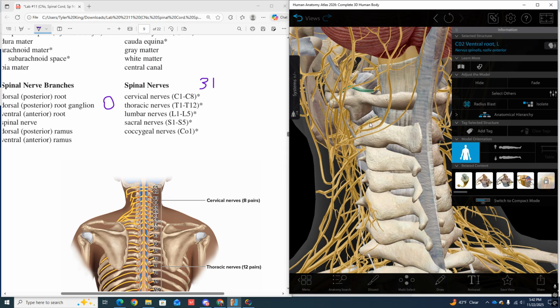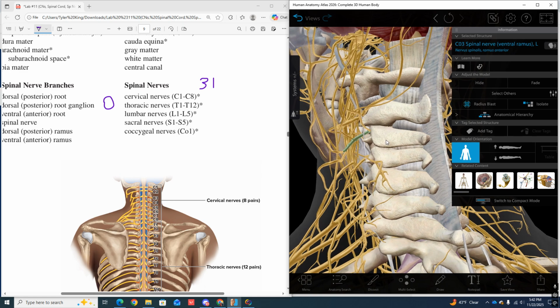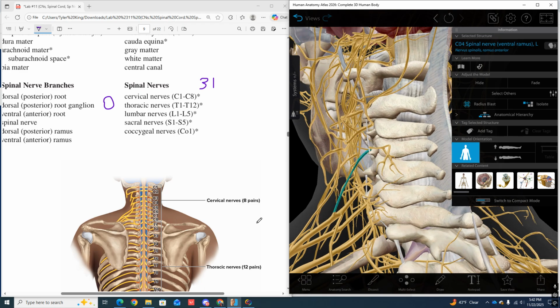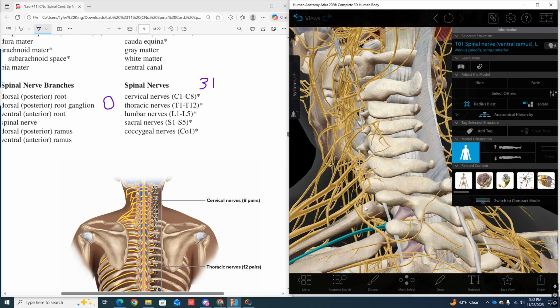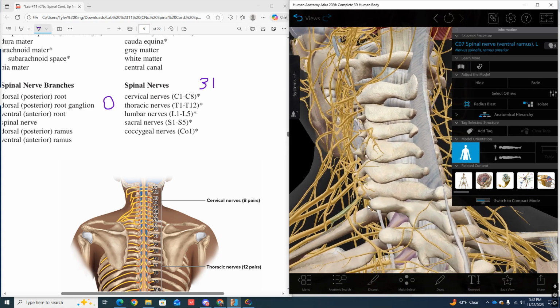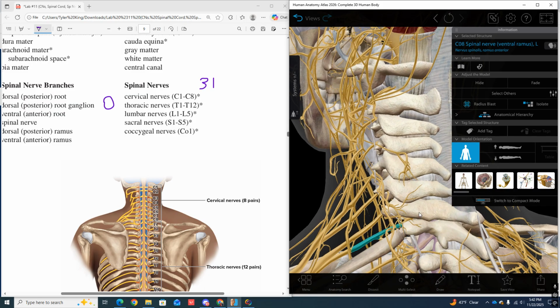And as you go down, it follows the same pattern. So then C2, and then you have C3, you have C4, and so on and so forth. And you just keep counting, okay? You keep counting. When you get to C8, the last one, okay, where's C8? C8's right here. Okay, C8. Once you get to C8, this is between C7 and T1, okay? So C8's the last one.